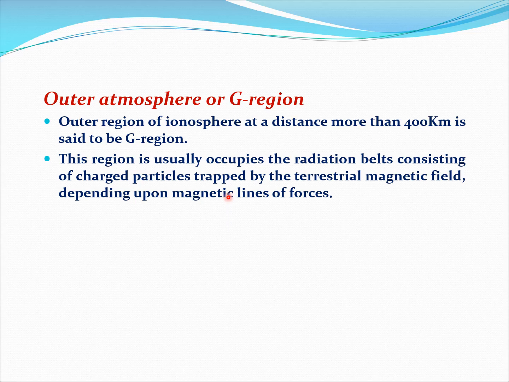Now coming on to the outermost region of the atmosphere, the G region. The outer region of the ionosphere at a distance of more than 400 kilometers is said to be the G region. This region usually occupies the radiation belts consisting of charged particles trapped by the terrestrial magnetic field, depending upon magnetic lines of force.